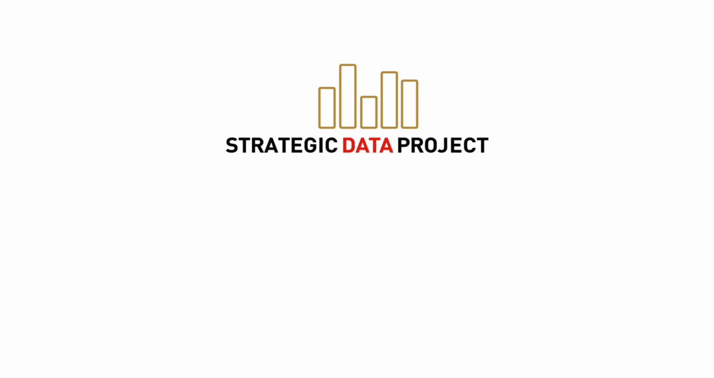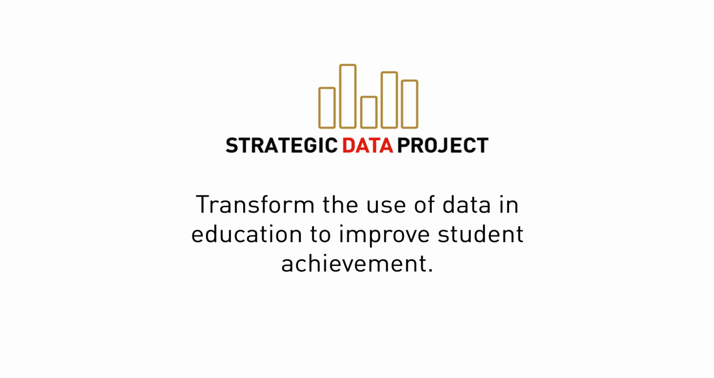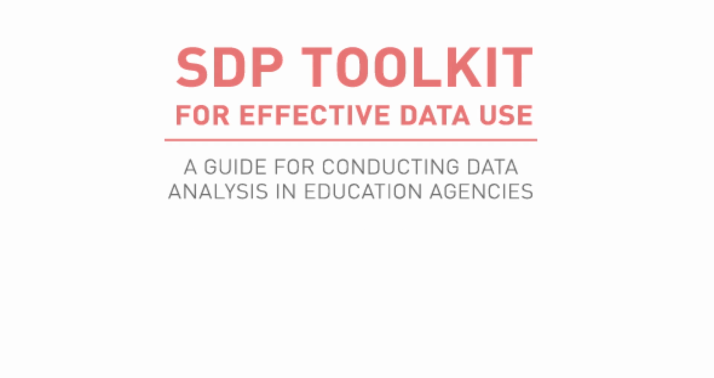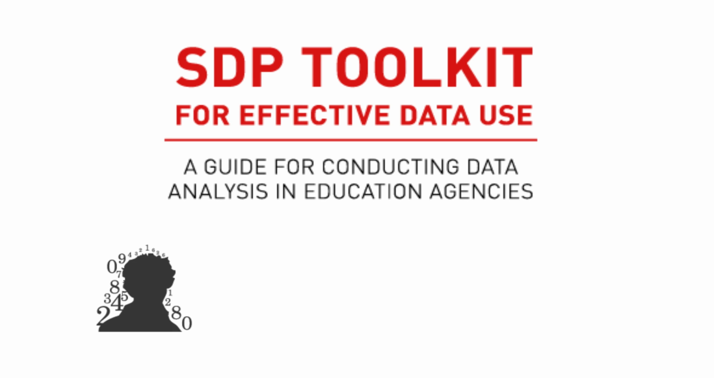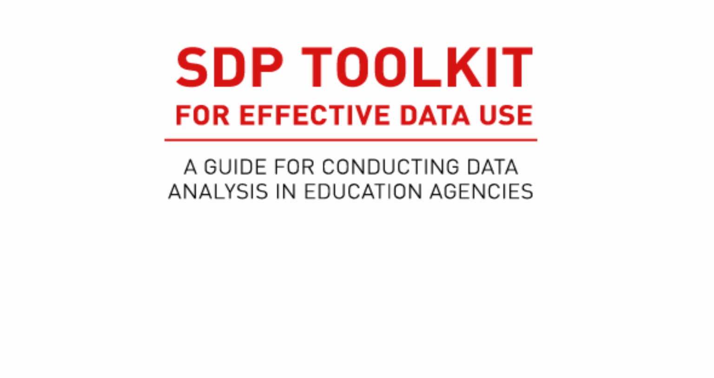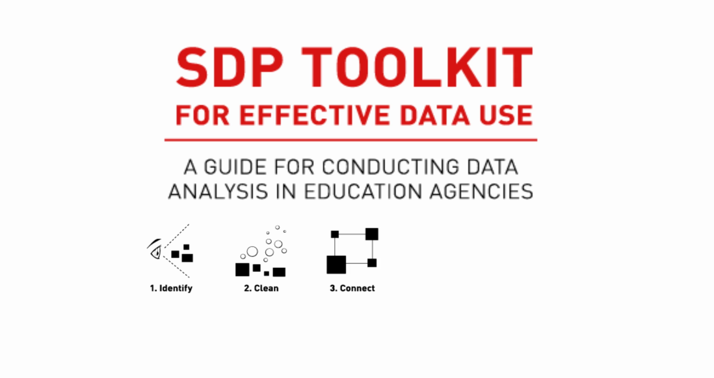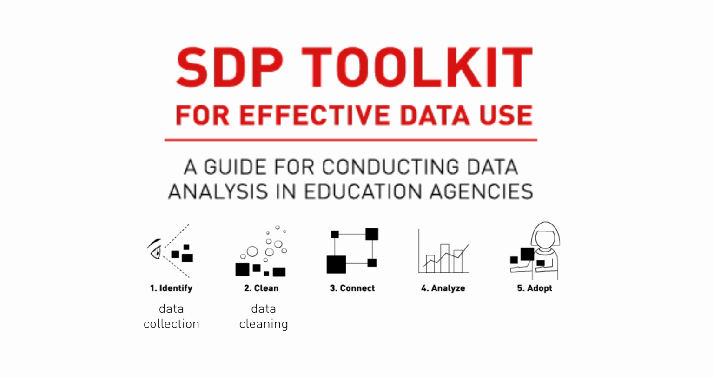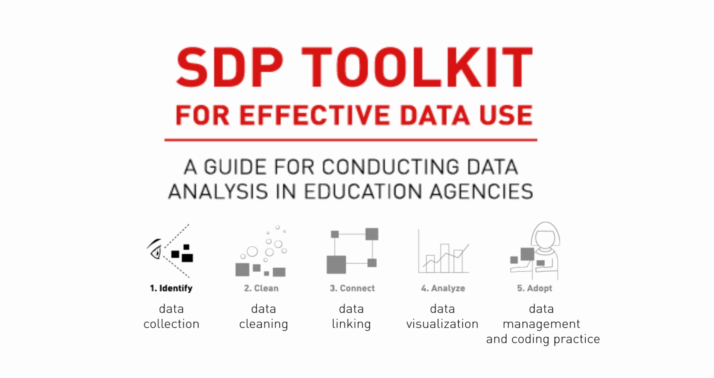At the Strategic Data Project, our mission is to transform the use of data in education to improve student achievement. We have designed a toolkit for effective data use to empower you to transform your use of educational data. The toolkit is divided into 5 steps that we believe capture the essence of the analytical process: identify, clean, connect, analyze, and adopt, going from data collection to data cleaning, to linking together different data sources, to data visualization, and finally best data management and coding practices.